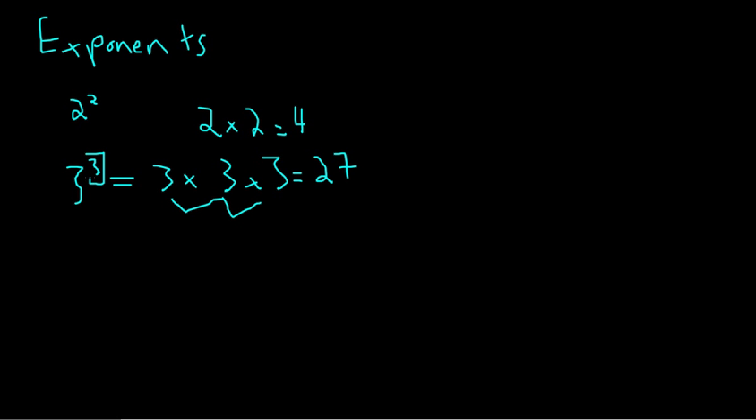It basically means how many times you're multiplying your base number by itself. So this is your base number, and the exponent tells you how many times you're multiplying your base by itself.